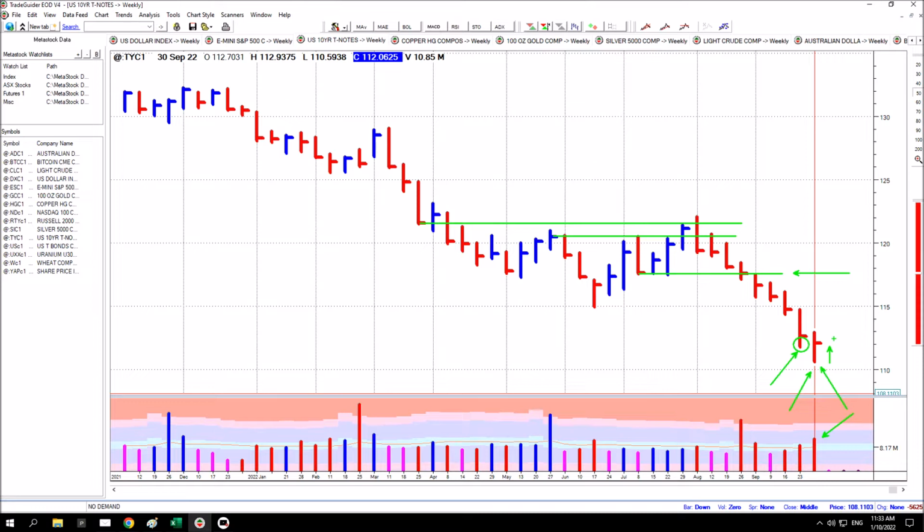If the US dollar index continues lower next week, I would expect some form of up bar in response next week.